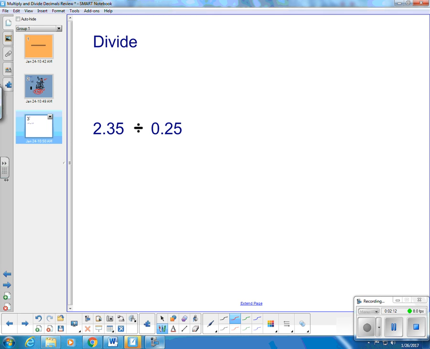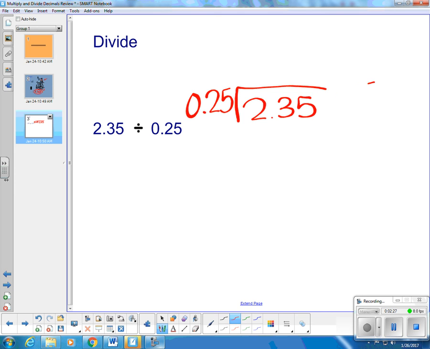Now let's look at dividing decimals. The first number always goes down into the box. So we have 2.35 divided by 0.25. This is called the dividend. And this is called the divisor.